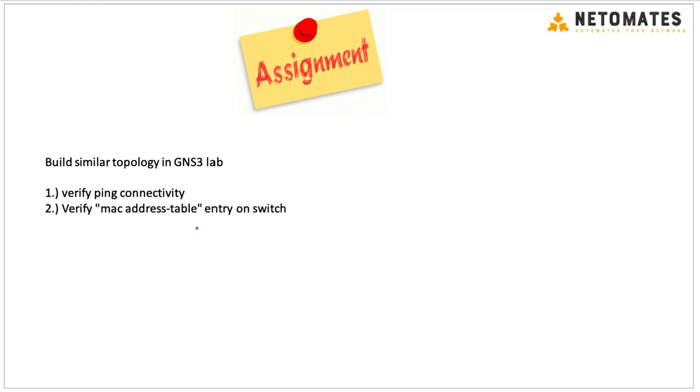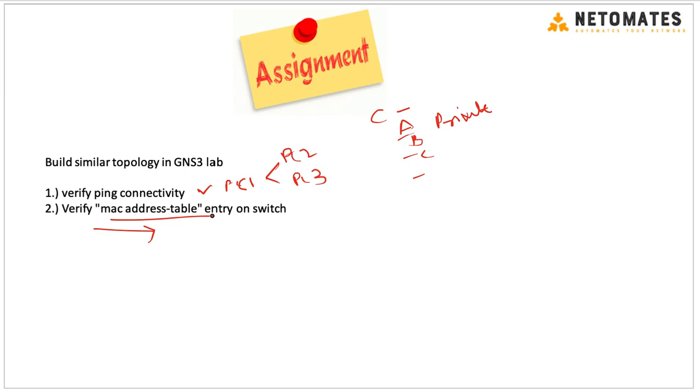The assignment for this class is to build a similar topology in the GNS3 lab and verify ping connectivity between PC1 to PC2 and PC3. You can take any type of IP address, preferably class A, B, or C private IP addresses, but keep the IPs in the same network. Then verify on the switch the MAC address table, to make sure it has learned the MAC addresses properly.